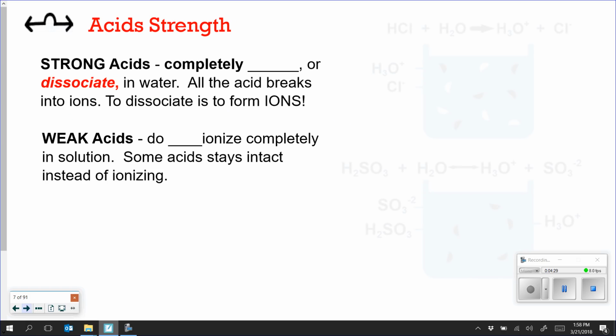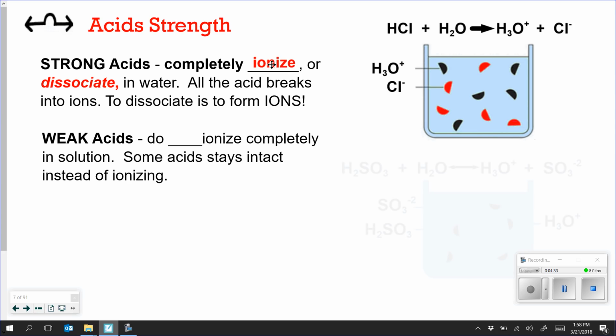When we're talking about the strength of acids, strong acids are going to completely ionize or dissociate in water. That means all of the acid is going to break into ions. So when we say the phrase dissociate, to dissociate is to form ions. That's what's actually happening here.